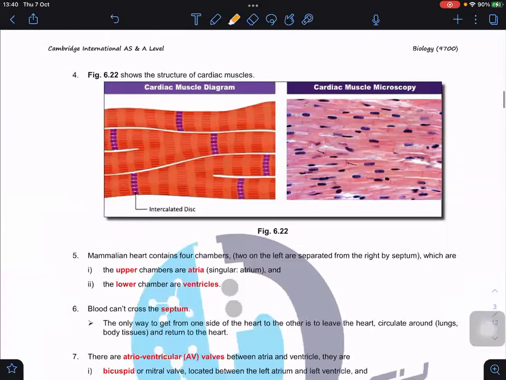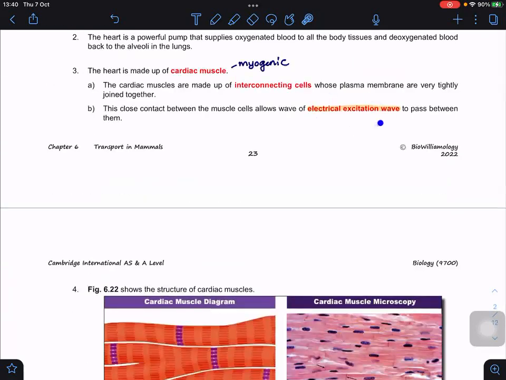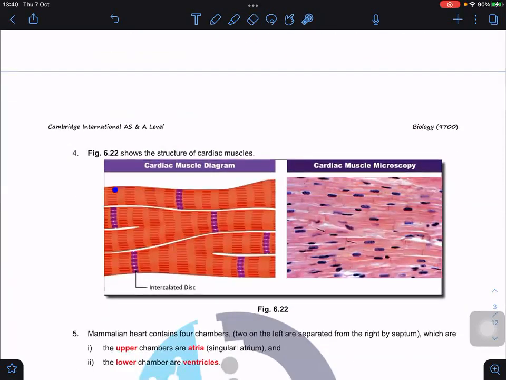Okay, so you look at the structure. You can see the cells branch like this, but they're interconnected by the intercalated disc. The intercalated disc joins two cells together. Can you see that? So make sure that they are connected well, because it's something like electricity, right? The electrical excitation wave has to pass from one cell to another. When the wave reaches a cell, the cell will contract, pass it to another cell, contract, pass to another cell, contract. Therefore, the cardiac muscles are myogenic.